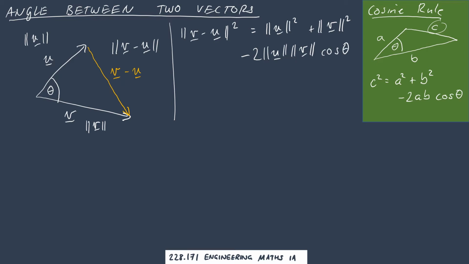Okay, so what are we going to do with this? At the moment, we could just rearrange this formula for cosine theta and we'd be done, but it's a little bit messy, and it turns out that with a bit of algebraic manipulation, we can make this expression a whole lot friendlier to work with.